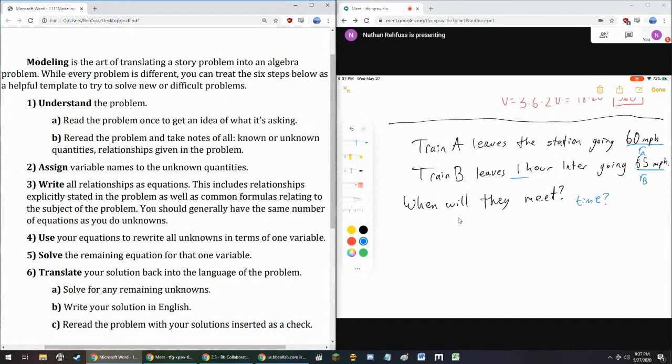We know that this one leaves 1 hour later. That has something to do with time. We're trying to find out what time they'll meet. A lot of moving parts in this problem. Not just because trains have a lot of moving parts. The algebra has a lot of moving parts too.